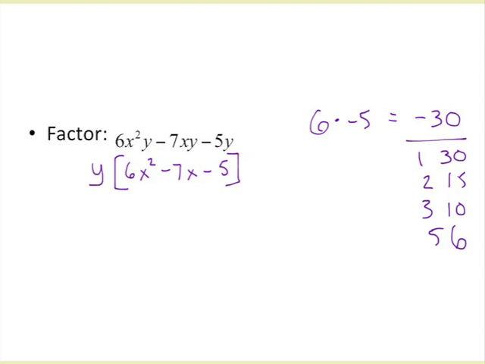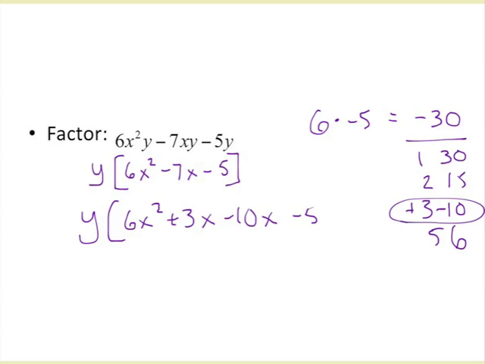We want to pick the set that we can in some way make a negative 7 out of, to make the middle number. Negative 10 and positive 3 will make a negative 7. So then we split up our group and make that negative 7 into a plus 3 and a minus 10. Then we apply what we learned yesterday and group together our first two plus our last two. That y in the front just keeps tagging along.